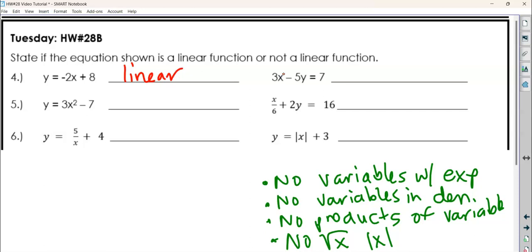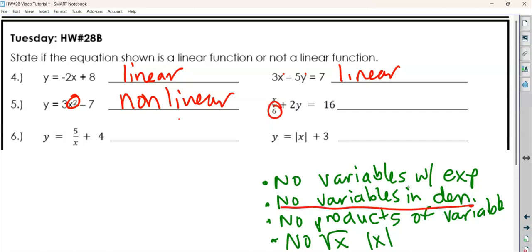This one over here, any exponents? No. Any denominators of variables? No. So this one is also linear. Doesn't break any rules. See this one? It broke the power rule. This one is nonlinear. This one has a denominator, but it's not a variable, so that's a pass.